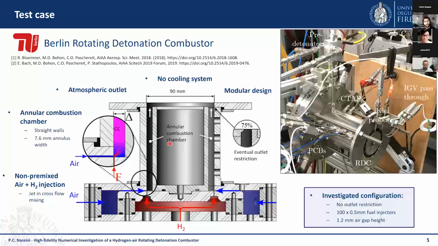The TU Berlin rotating detonation combustor is reported here in this slide. In a section, you can see that it is a non-premixed hydrogen-air rotating detonation combustor, where we have the injection of hydrogen through a number of discrete injectors at the base of the combustion chamber in axial direction. And then we have a slot of air which injects the oxidant through the outer wall of the chamber, realizing a jet-in-cross-flow mixing configuration of the reactants.